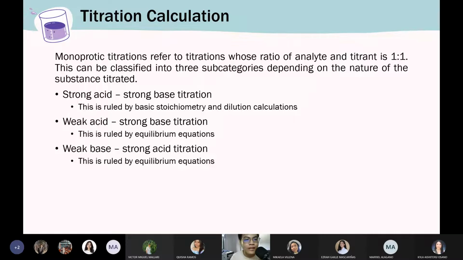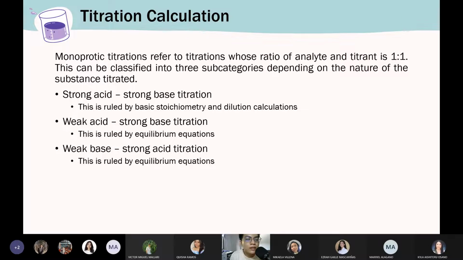And monoprotic titrations can be classified into 3 subcategories. So, that depends on the type of chemicals you are reacting with. So, pwede tayong may strong acid, strong base titration. Pwede tayong may weak acid, strong base titration. And weak base, strong acid titration. So, by this time, you should know which is the strong and which is the weak acids or bases.